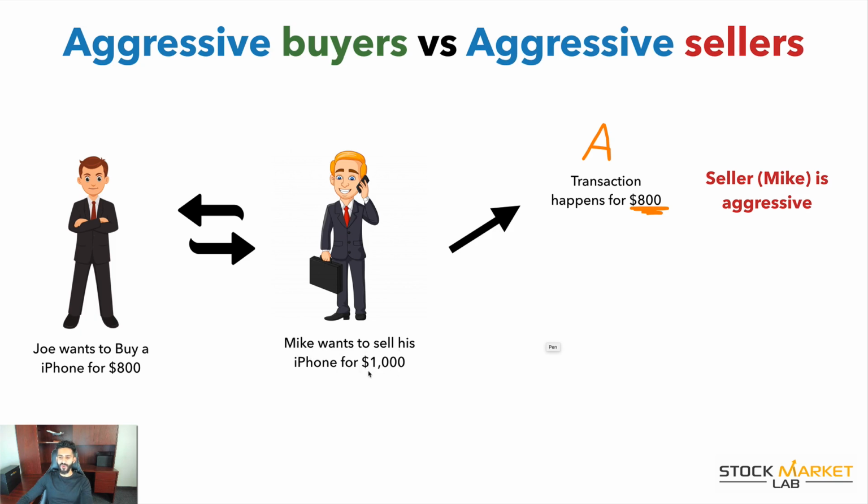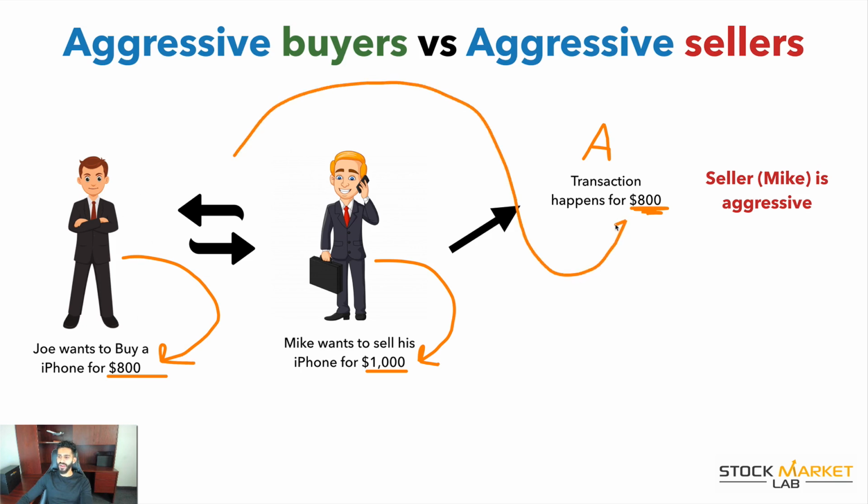Mike wanted to sell his phone for $1,000. That was Mike's price. Mike's like, this is how much I want to sell it for. Joe wants to buy it for $800. Now, when they both negotiate, the final price is $800. The final price comes to Joe's $800 price. Since it comes to Joe's $800 price, that means Mike was more aggressive on getting rid of his phone, and he sold it to Joe at the price Joe wanted it for.